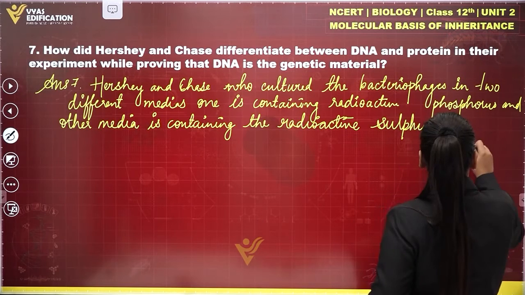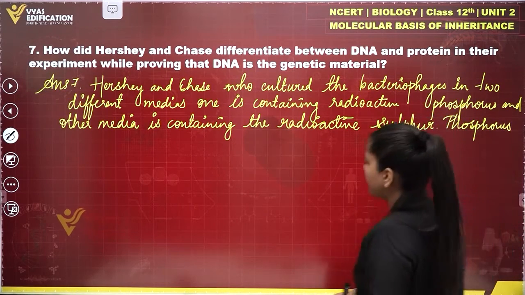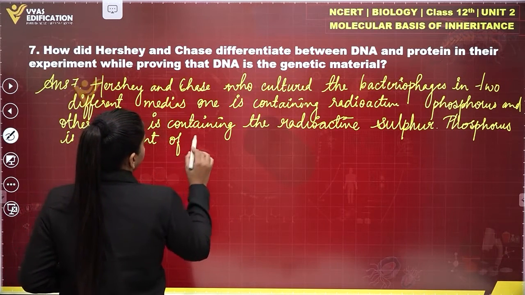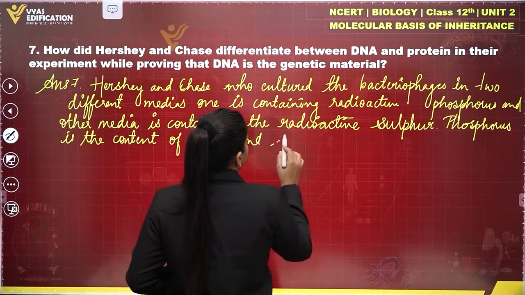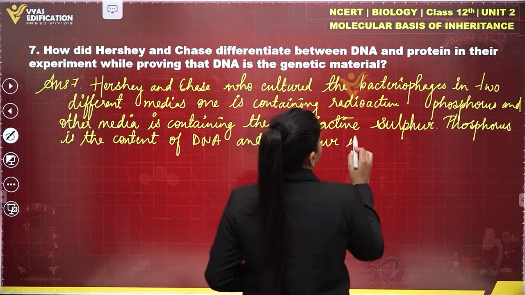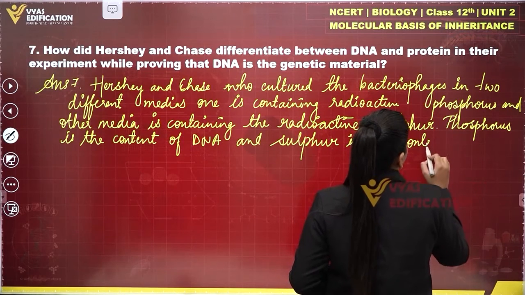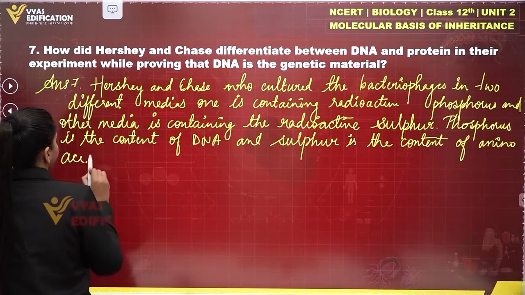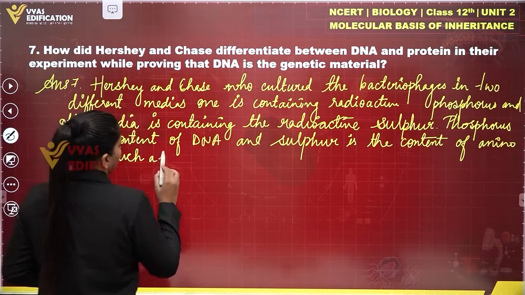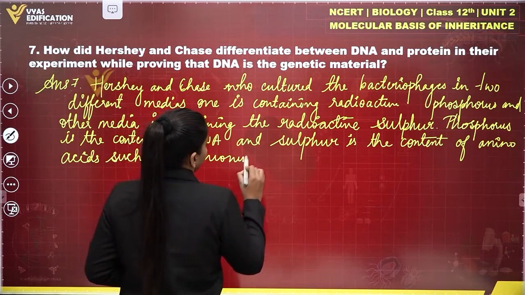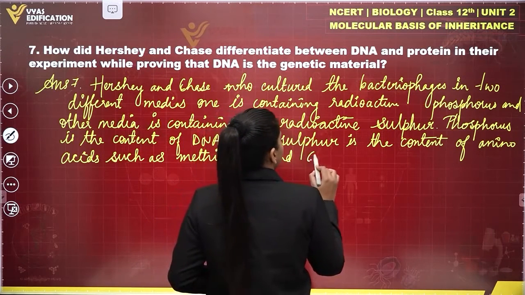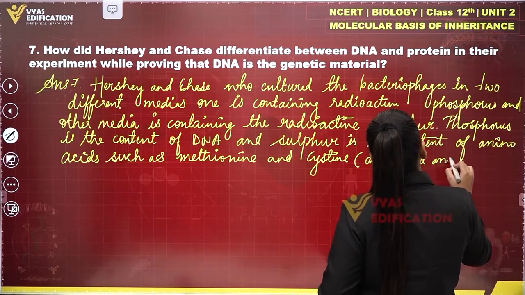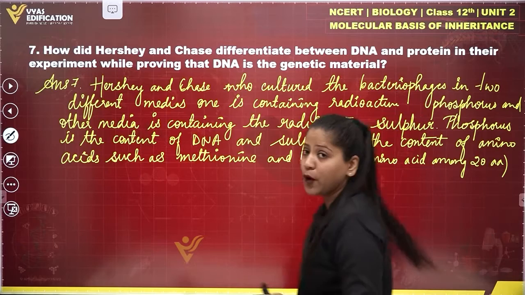Now we know that phosphorus is the content of DNA, and sulfur is a constituent of amino acids such as methionine and cysteine, which are among the 20 amino acids which form protein.